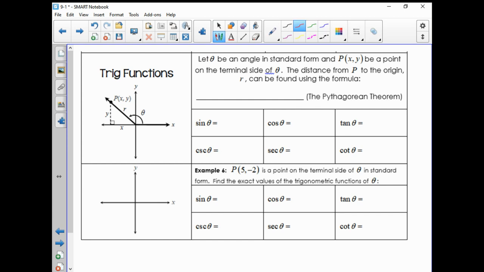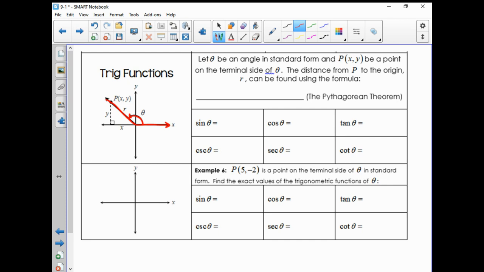All right, now we're going to go back and use what we used in our last unit, our right triangle trig. We're going to use that a little bit in this next part. So theta here is still going to be an angle. Here's our theta right there. It's an angle in what we call standard form. Remember, it starts on the x-axis and it goes over to our terminal side right there.